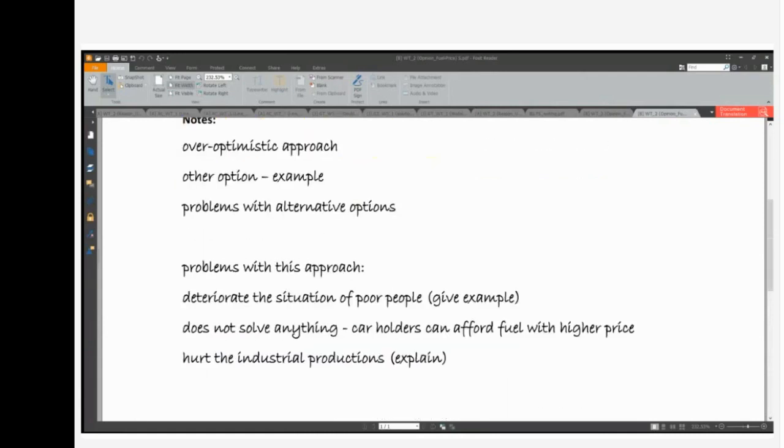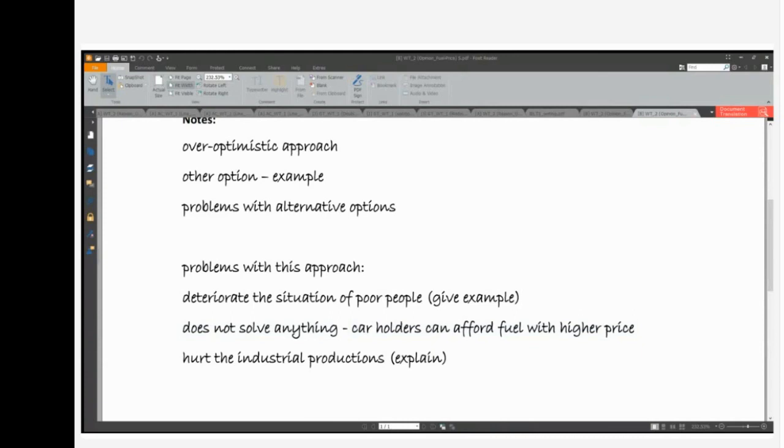So this is actually gonna deteriorate the situation of the four people. We need to give example to our ideas obviously here. And another thing that we can write here is does not solve actually anything. Car holders can afford fuel with higher price, so just increasing the fuel price is not gonna force the car holders not to buy fuel. They are gonna buy the fuel even with higher price if they have to.